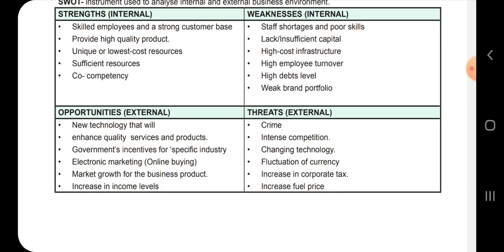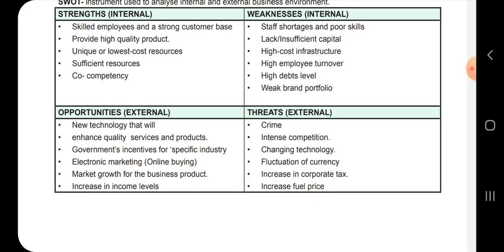Let's talk about threats. Crime. You can't control crime. It's something that is beyond the business. People that come outside to steal from the business, it's a threat. It's crime. We have intense competition. Your competitors are a lot and they are doing the most. You're not even able to breathe. That is a threat. Changing technologies.